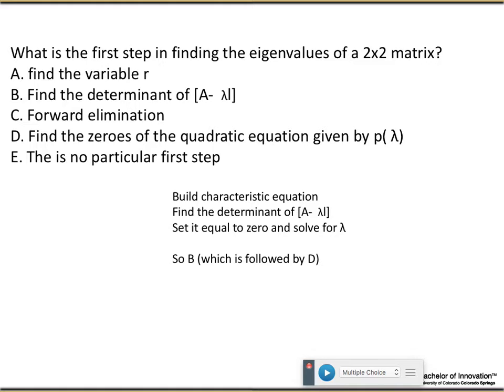No, the correct answer is B. Find the determinant of A minus lambda I. What's the first step in finding the eigenvalues of a 2 by 2 matrix? B. You misunderstood.